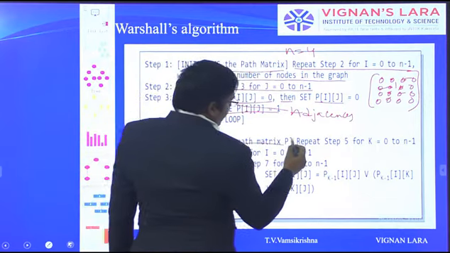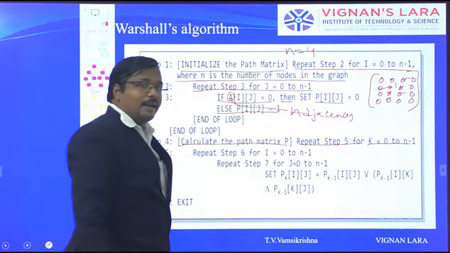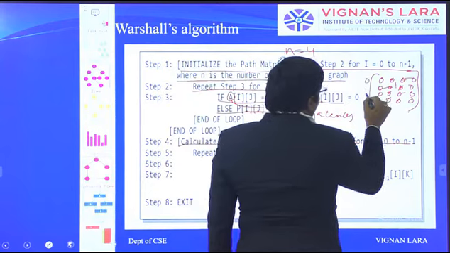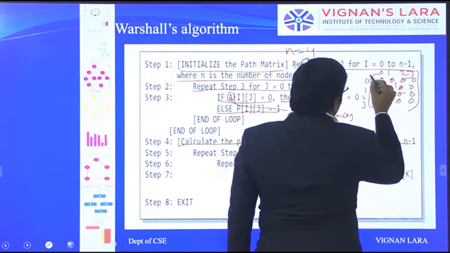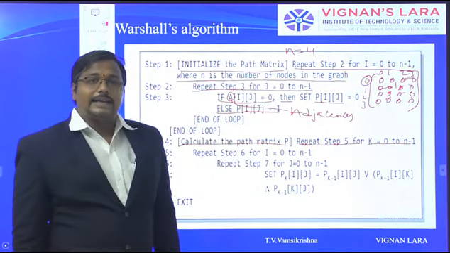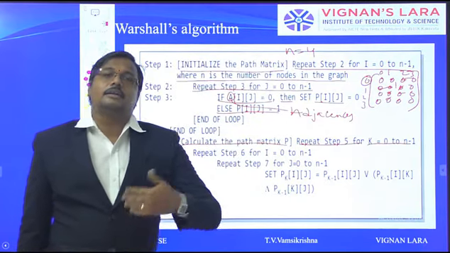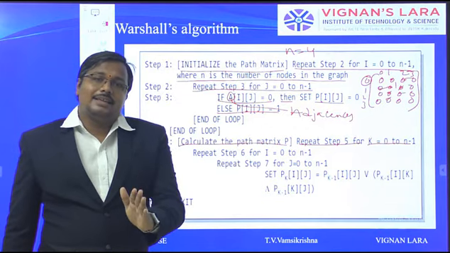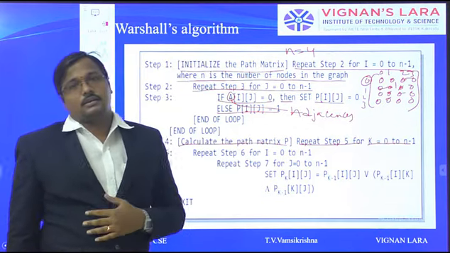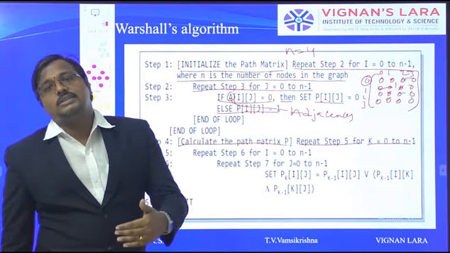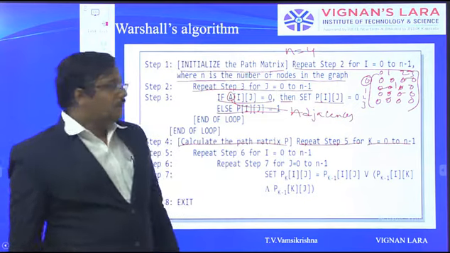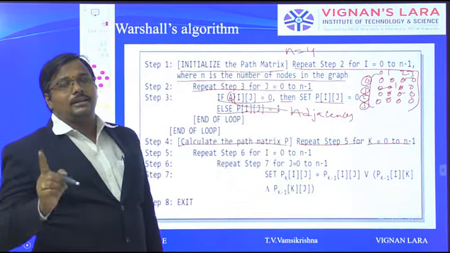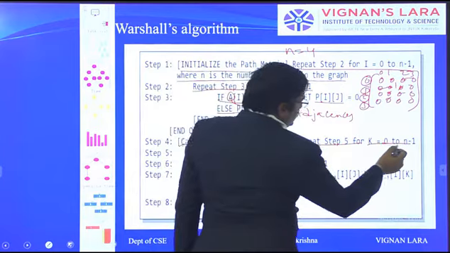Next, calculate the path matrix P, repeat step 5 for k from 0 to n minus 1. K from 0 to n minus 1 means, say here, 0, 1, 2, 3, and here also 0, 1, 2, 3. So, in the first iteration, I am taking 0 as an intermediate vertex. Is there any alternate path? In the next iteration, k value 1 means 1 is taken as an intermediate vertex. Is there any alternate path or not? In the next iteration, we are taking 2 as an intermediate vertex. Is there any alternate path or not? Like that, each and every vertex is considered as an intermediate vertex. Is there any alternate path? That's why the k value is 0 to n minus 1.